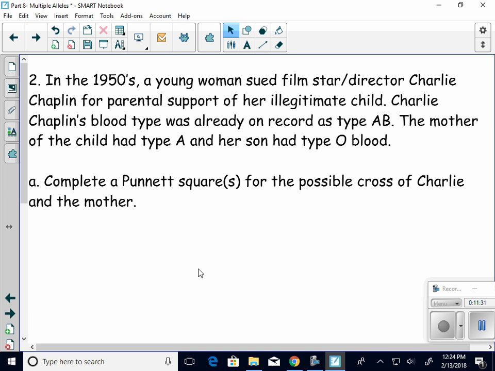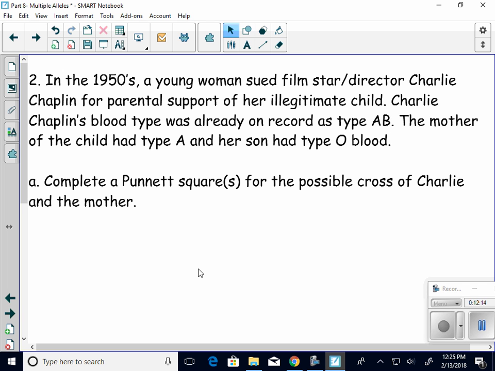Question number 2. In the 1950s, a young woman sued film star and director Charlie Chaplin for parental support of her illegitimate child. Charlie Chaplin's blood type was already on record as type AB. The mother of the child had type A blood, and her son had type O blood. Complete a Punnett square or squares for the possible crosses of Charlie and the mother.